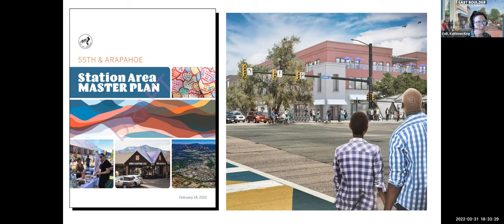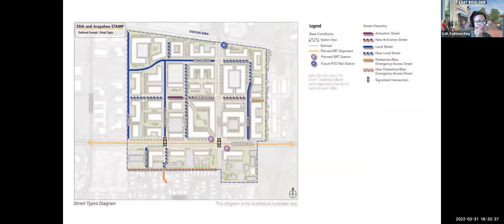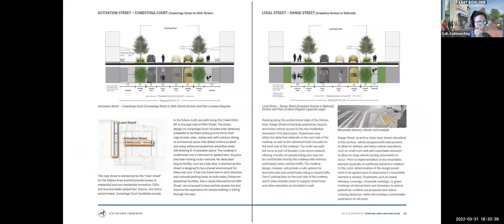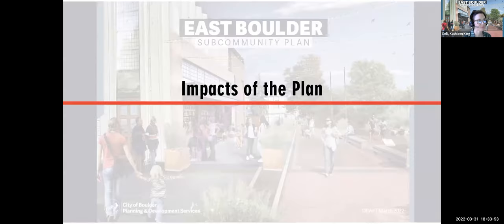The station area plan provides site-specific guidance on issues like redevelopment strategies, design characteristics, and building performance, new and enhanced connections, including recommendations for street design specific to each revised connection, and similarly offers an implementation matrix to help prioritize projects and realize the vision for this catalytic site. So those are the major components of the plan.